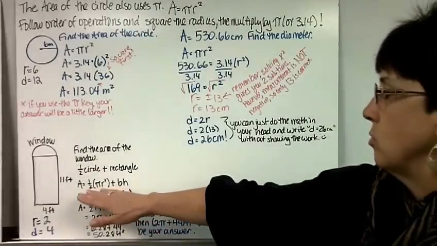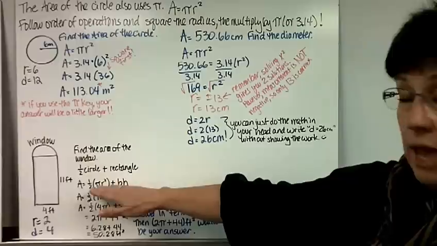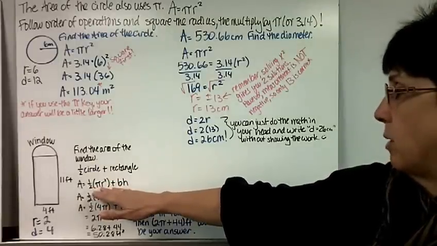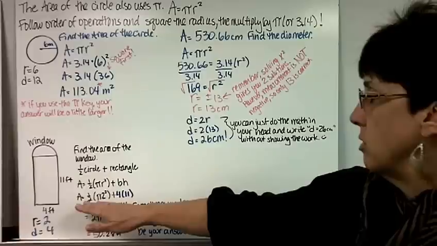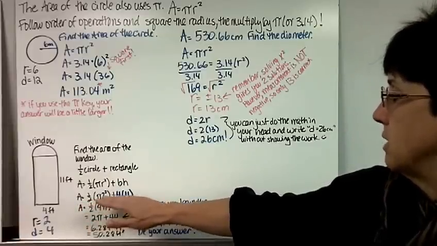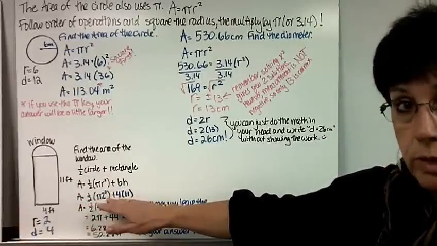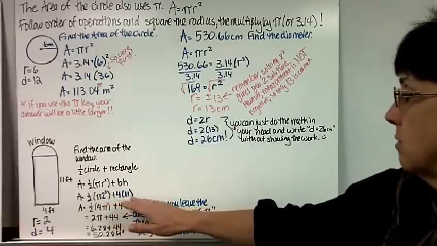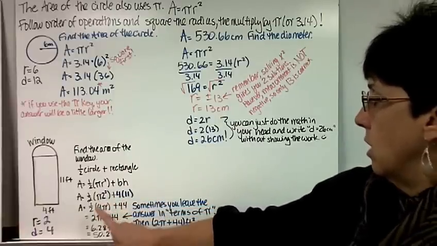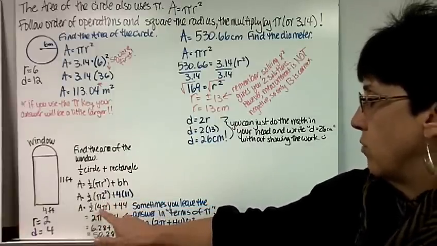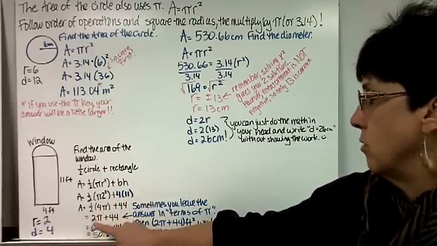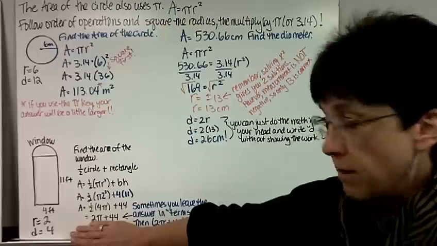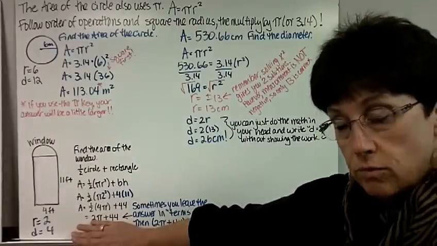So here's what we're going to do. The area is half of the circle, 1/2 pi r squared, plus the rectangle, base times height. So I'm going to do half pi times 2 squared, because the radius is 2, plus 4 times 11. I did the 2 squared and got 4. I did 4 times 11 and got 44. Half of 4 is 2. And so my first answer is 2 pi plus 44.